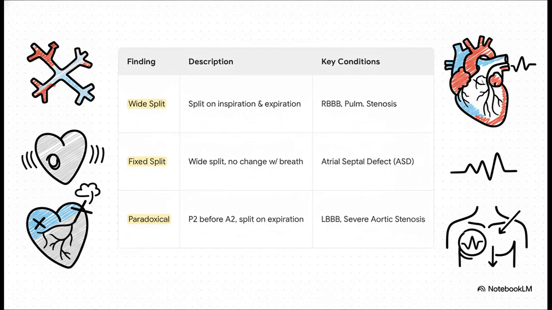So if the split doesn't vary with breathing, you're in pathological territory, and this is pure exam gold, so lean in. A wide split is one you hear all the time, both breathing in and out. Think RBB. That delayed right side is always late.